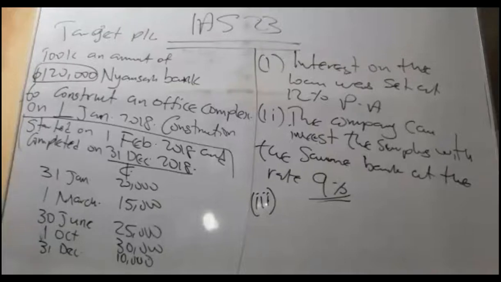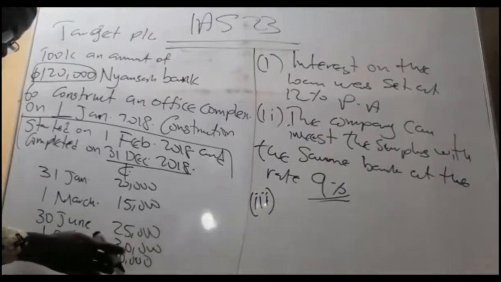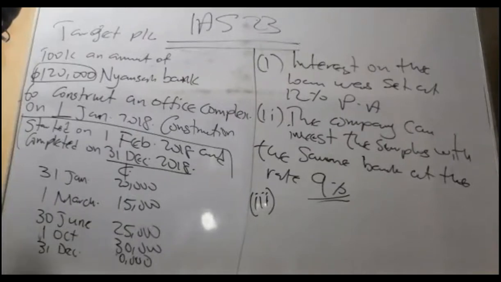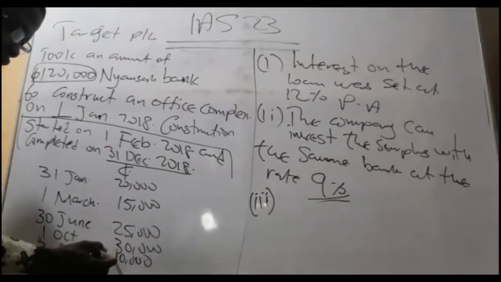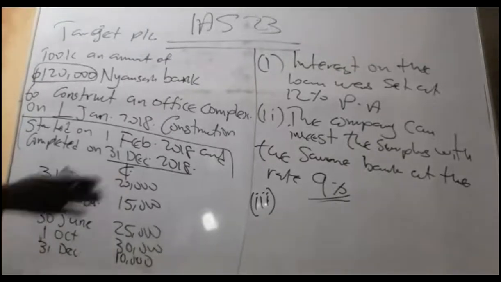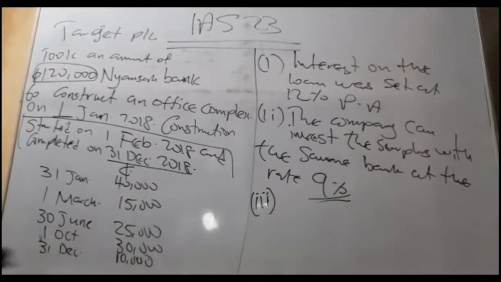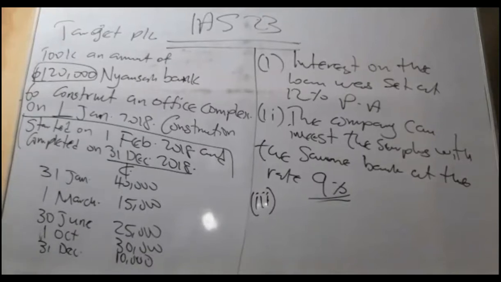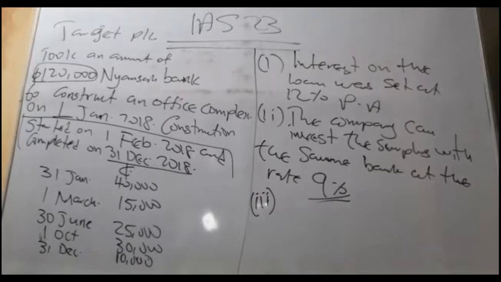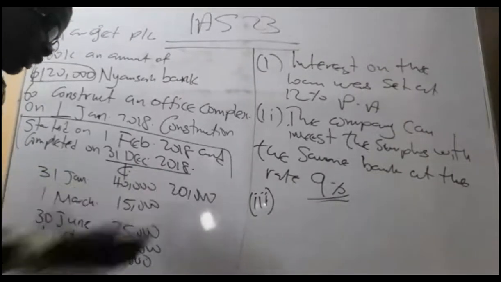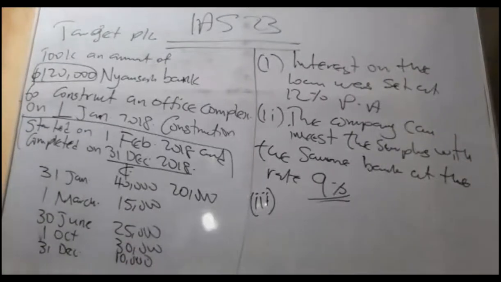Let me make last changes. Here must be 30,000. Let's maintain here 10,000. Then here's 40,000, so I'll make it 40,000. So it must be equal to 120,000, the total amount taken from the bank. In the first situation, if I still maintain the 20,000, it means that they spend only 100,000 out of the 120,000 secured from the bank.